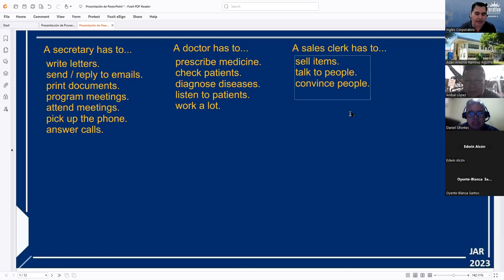People visit the store. They become customers when they buy. If they don't buy, they are visitors, right? They are not customers because they are only visiting. But the moment when they buy, they become customers. So that's one of the jobs of the sales clerk, to convince people to become customers, okay? That's one of the things.